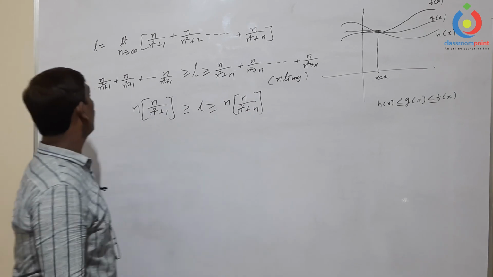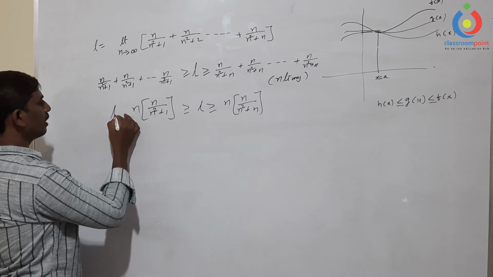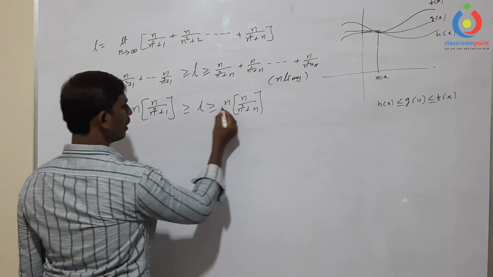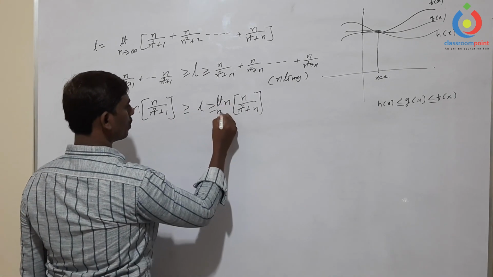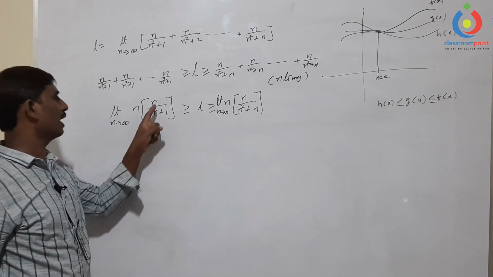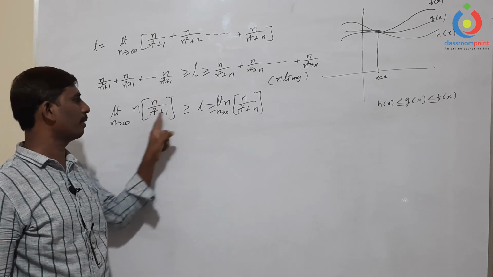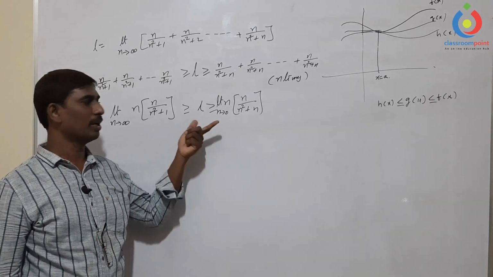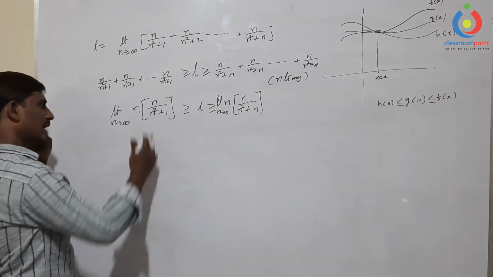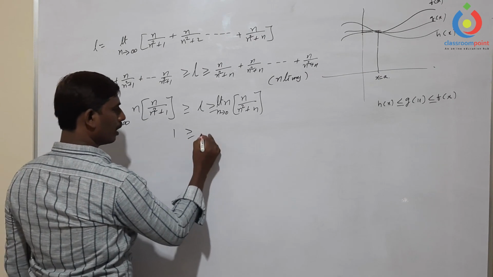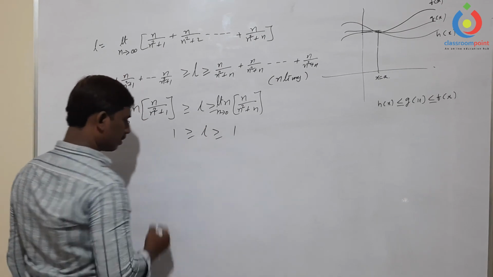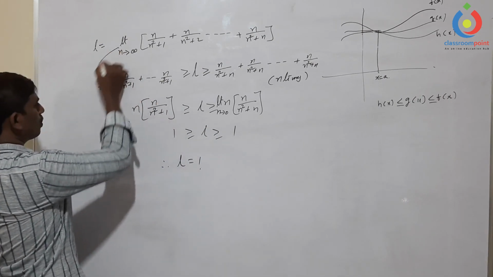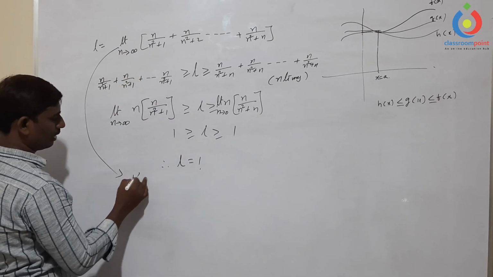Now applying limit n tends to infinity on both sides, what do we get? Numerator degree and denominator degree are both equal. Degrees equal means automatically the quotient is the answer. Here the quotient is 1. So L is equal to 1. Therefore L is equal to 1. That means this total value is equal to 1.